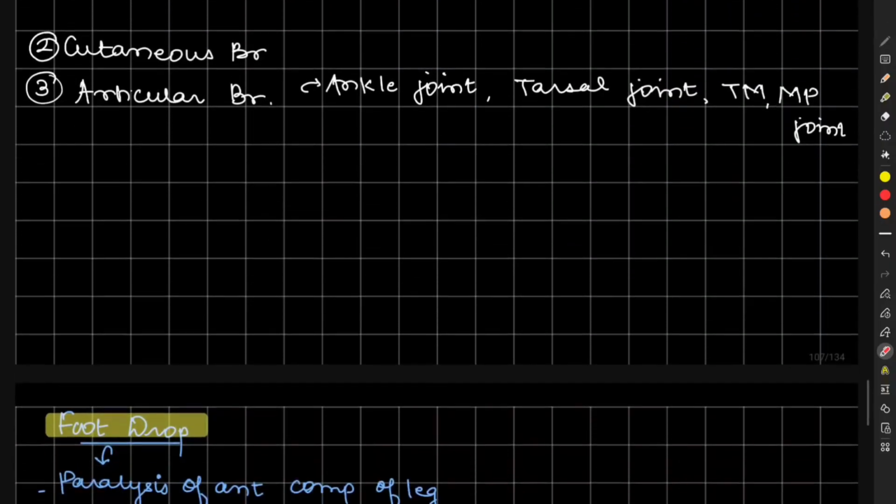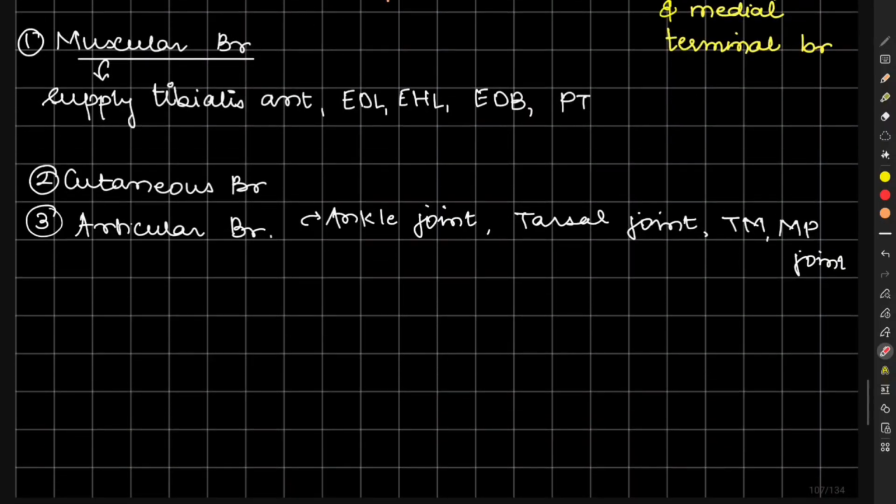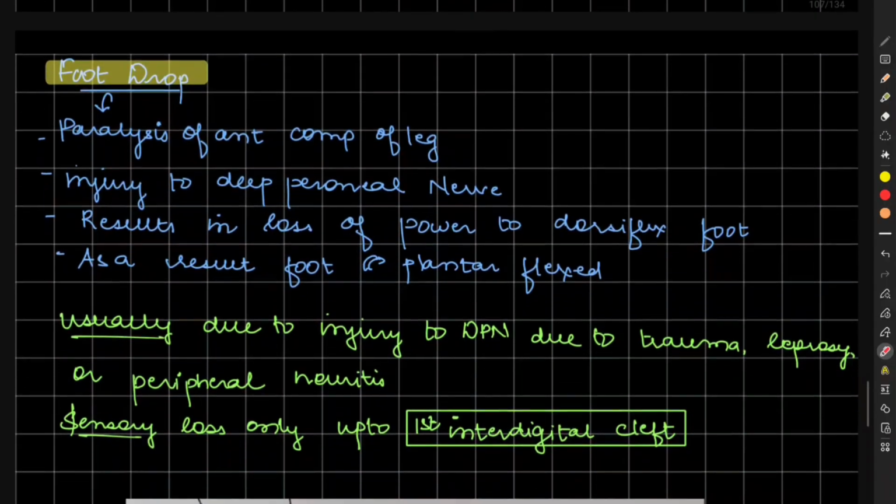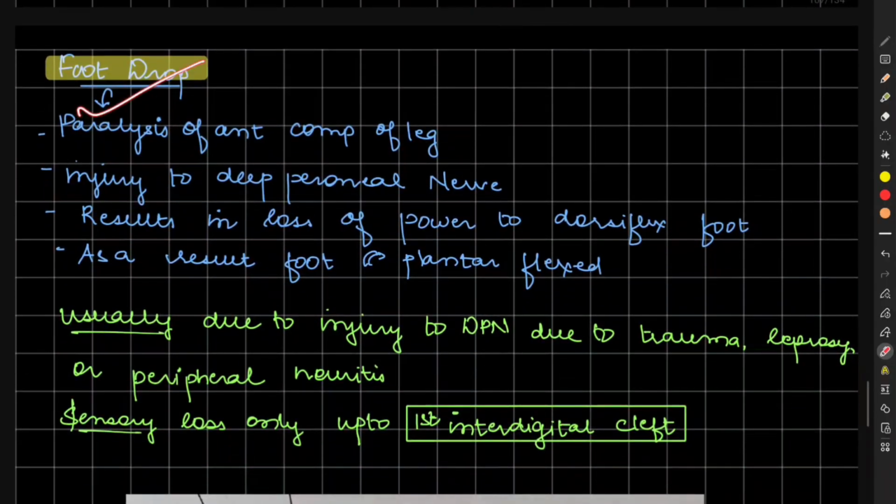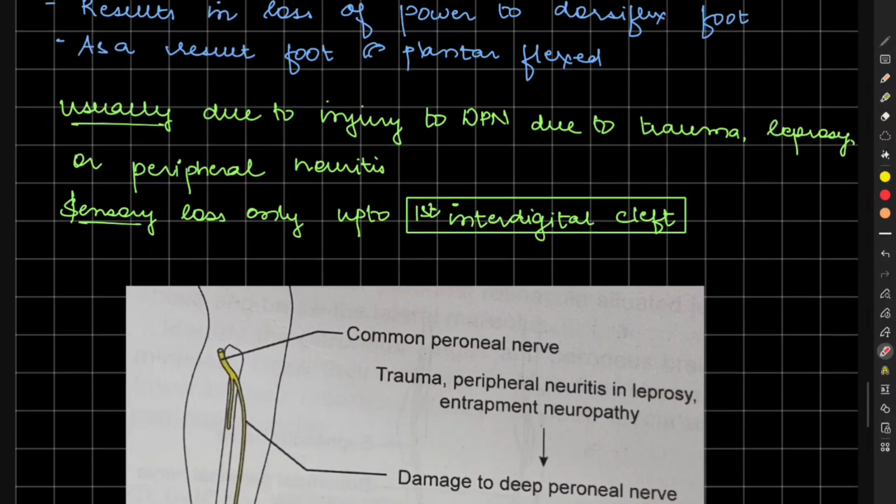It has cutaneous branches and the articular branches to the ankle joint, tarsal joints, tarsometatarsal joints, and the metatarsophalangeal joints. Foot drop is a very important MCQ based upon the deep peroneal nerve. It is the paralysis of the muscles of the anterior compartment of leg.